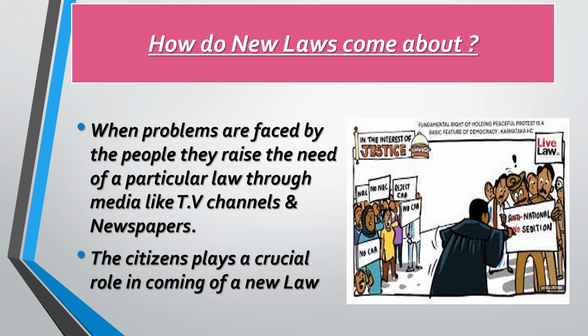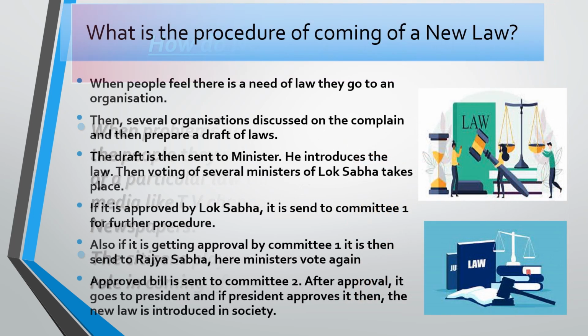But first, we will understand what the procedure for the coming of a new law is. What is the procedure for the coming of a new law? In this, the Parliament has an important role in making laws. There are many ways through which this takes place, and it is often different groups in society that raise the need for a particular law. An important role of Parliament is to be sensitive to the problems faced by the people.